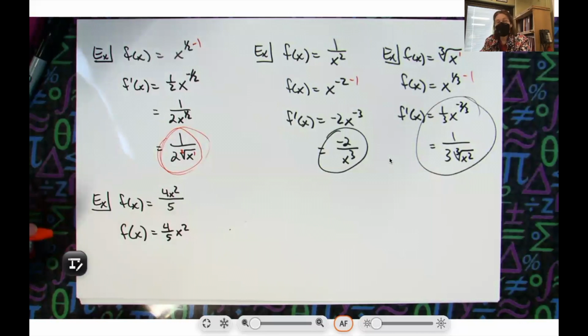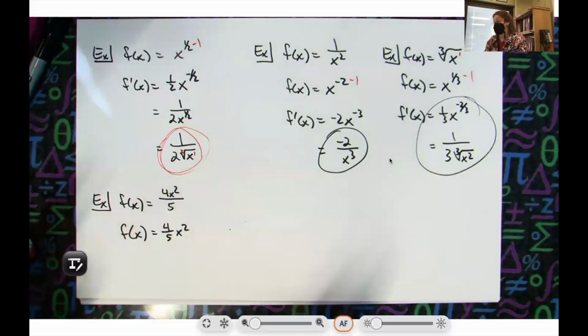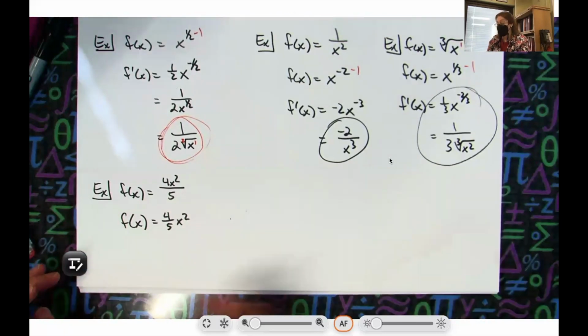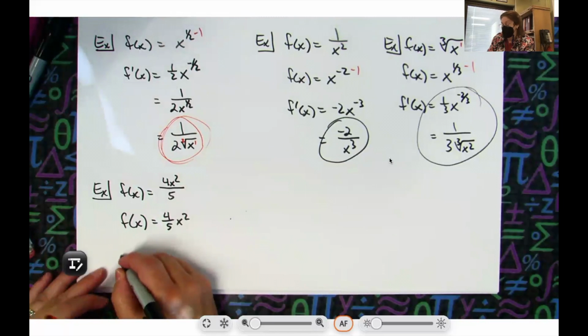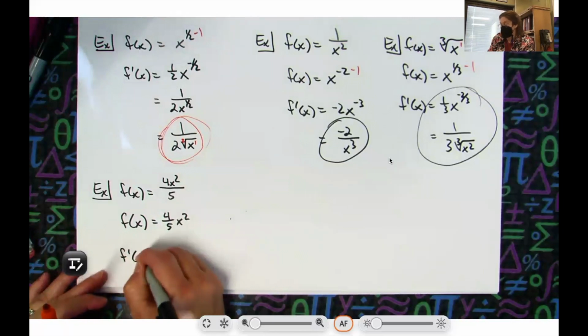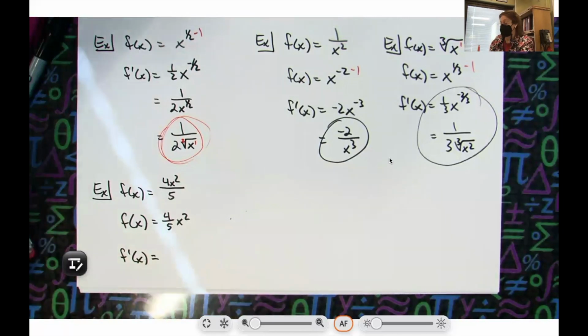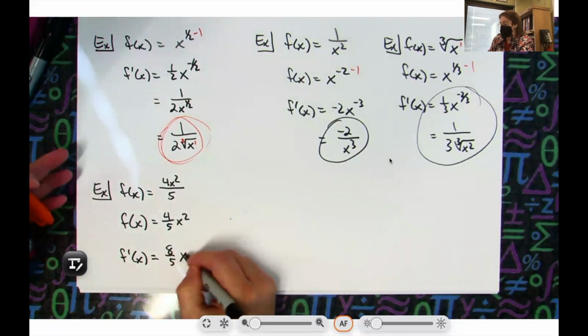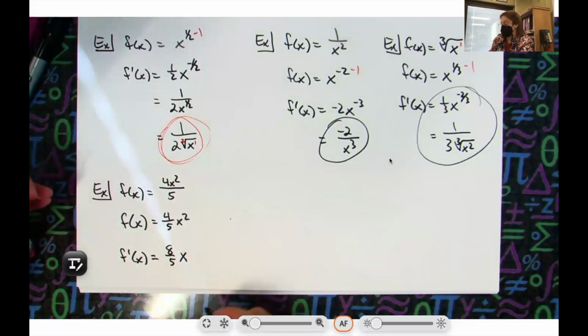So no matter how they typed the question, I mean, think about legally, you can't just change things any way you want, but legally, how can you change things? Now I can easily apply the power rule. F prime of x, let's see, what's 4/5 times 2? 8/5, and then x raised to the first power, and I'm not going to put my first power on there.